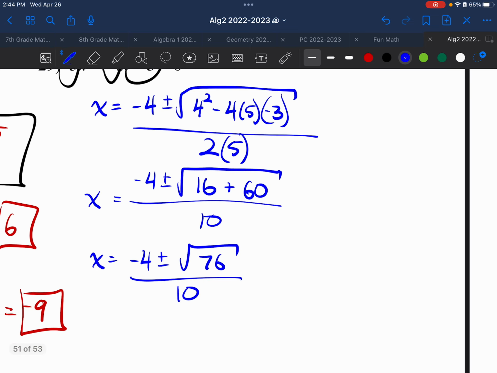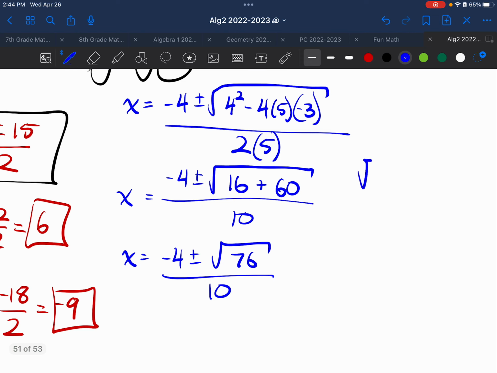76. I think maybe there's a perfect square there, like a 4 or something. Let's see. Square root of 76. That's going to be the square root of 4 times the square root of... Can I do the square root of 4? I think I can.